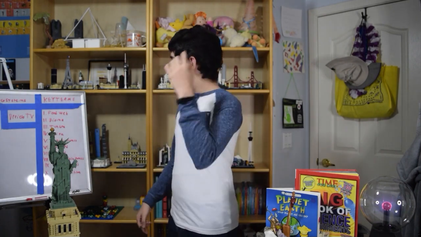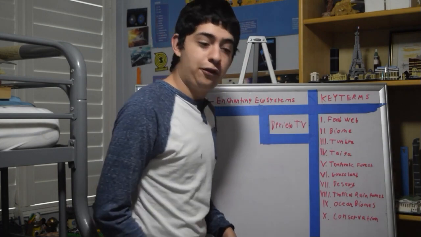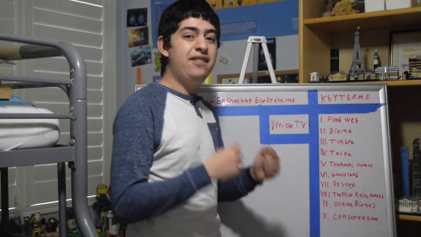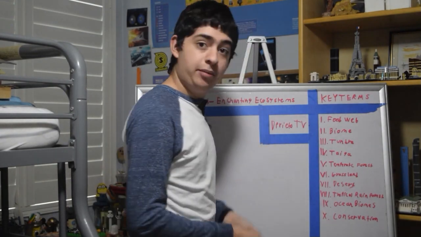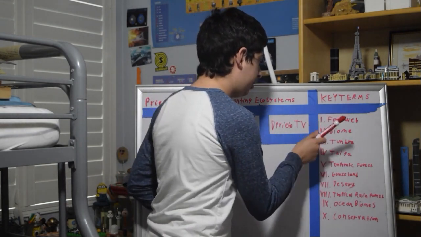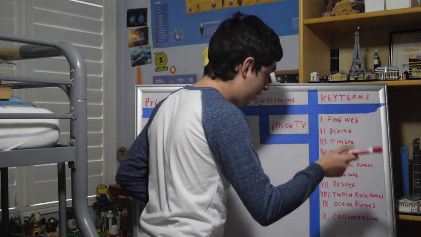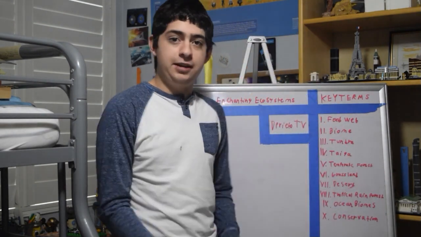And today we're talking about ecosystems, so biomes, the tundra, the taiga, the food web, tropical rainforest, oceans, and we'll also talk about conservation at the end. So let's go over the key terms. Alright, there we see we have 10 terms today. Good full episode for Prietology, the grand finale of Season 4. We're talking about biomes and the enchanting ecosystems today. So we got food web, biome, tundra, taiga, temperate forest, grassland, desert, tropical rainforest, ocean biomes, and conservation.